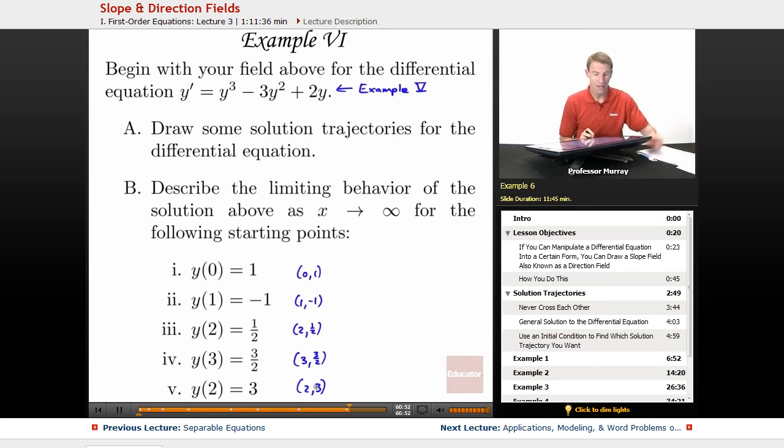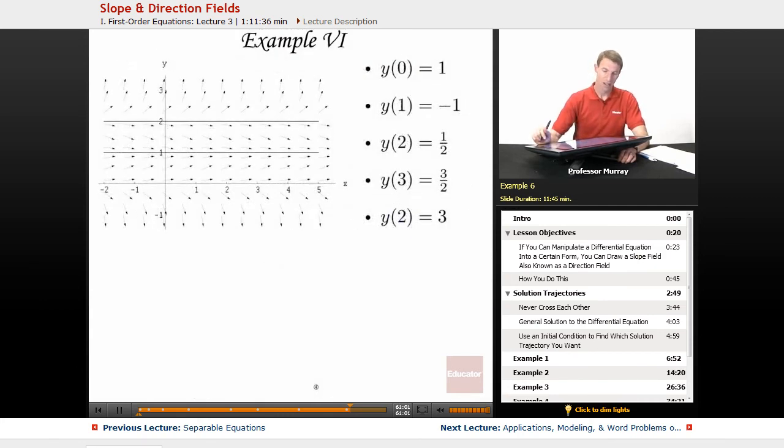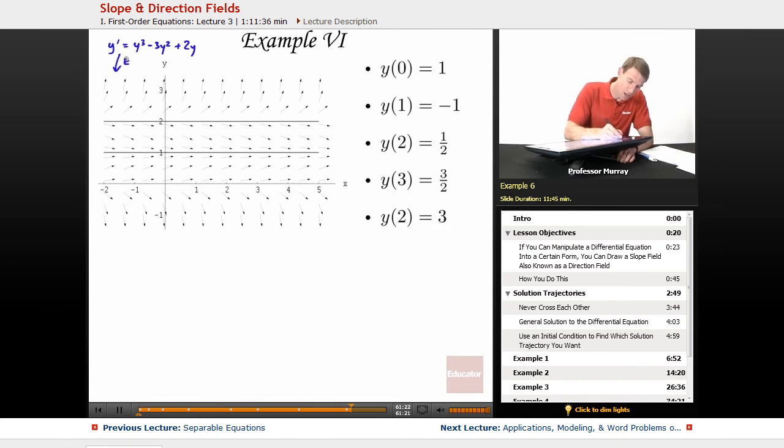So I'm going to jump ahead to the next slide where I've got the direction field all ready to go, a computer-drawn version. All right, so this is the direction field for that differential equation. Let me remind you what that differential equation was. It was y prime is equal to y cubed minus 3y squared plus 2y. And we started with that equation back in example 5, and we generated this direction field. So this direction field should not be a mystery to you.